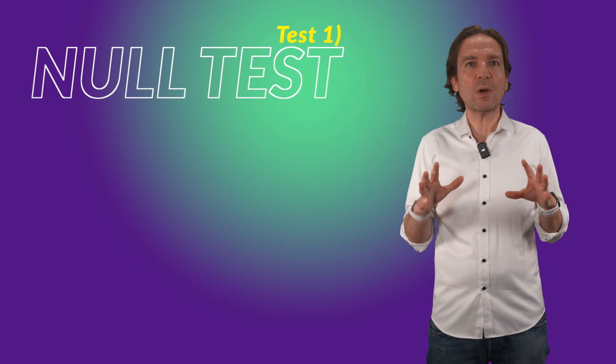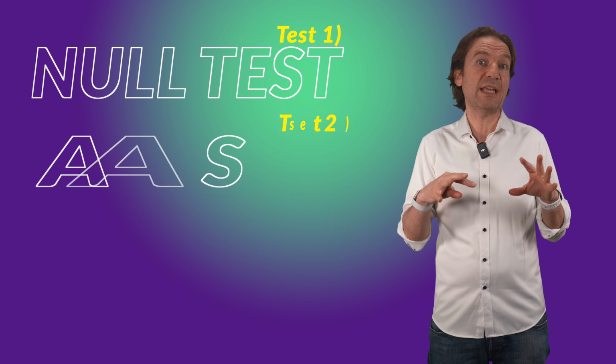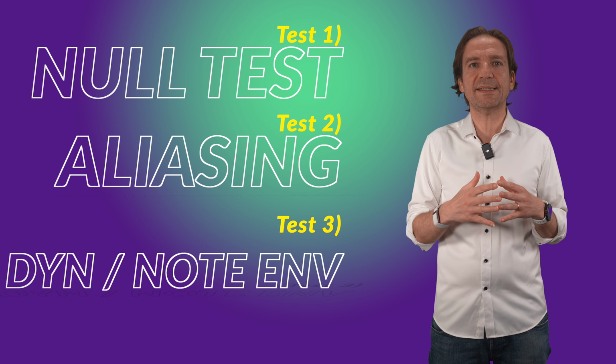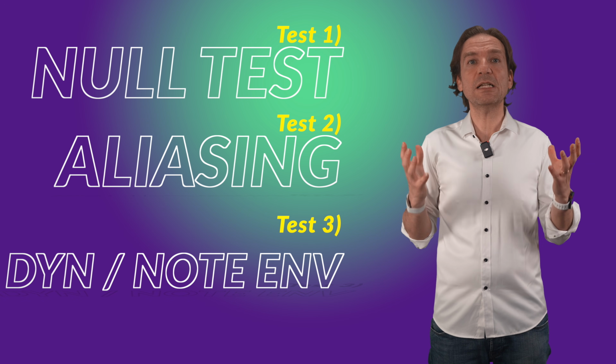Let's now perform our beloved null test, then we will check out the aliasing, and then I let you hear some dynamic range and note envelope test. And finally, we will wrap up everything in my 2 cents section.